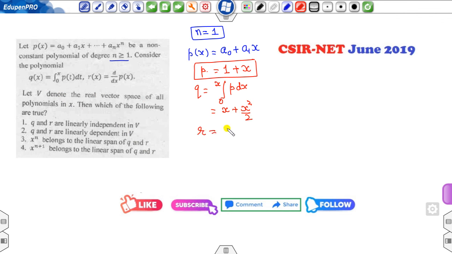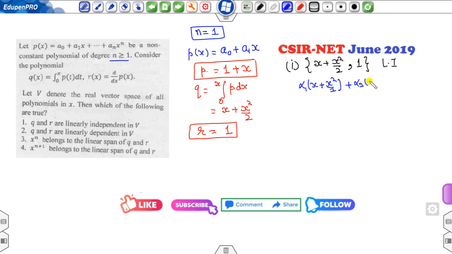R is my derivative of this P. R is my 1, Q is this expression. Then the first option: Q and R. Q is x + x²/2, and R is 1. Are they LI or not? Clearly say whether it's LI or not. If I multiply the first by alpha 1 plus alpha 2 times 1, then I should check what alpha 1, alpha 2 are. Equating the coefficients, alpha 1 is 0, alpha 2 is 0. Yes, they are LI. So the first option is correct.